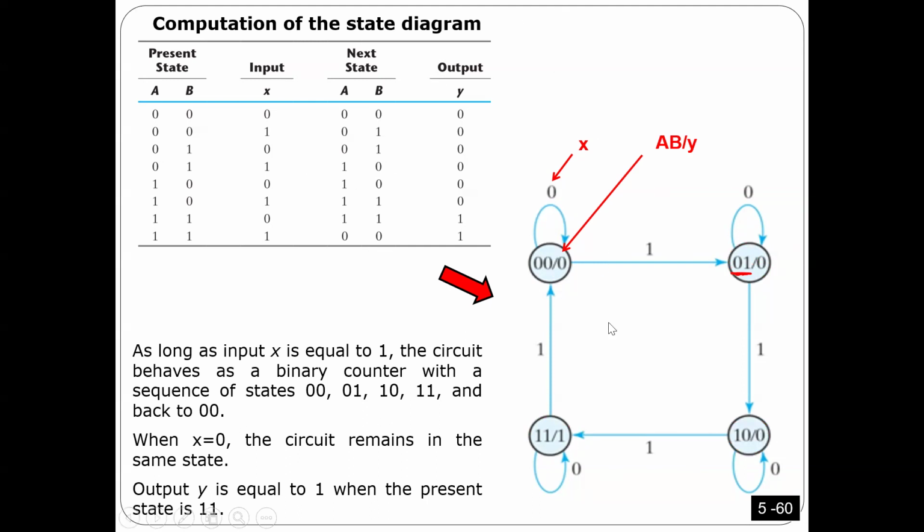Let's see how I can do this, similar to what I did before. If I'm in state 0 and x is 0, the next state has to be 0. That means state 0 has to loop to itself when x is 0. And the output here is 0. That's why you have 0 here.